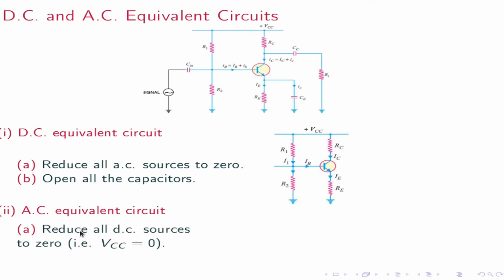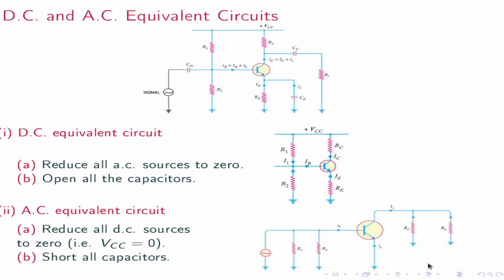Similarly, for an AC equivalent circuit, reduce all DC sources to 0, that is VCC to 0, and short all capacitors. Not remove, short all capacitors. This is the AC equivalent circuit of this amplifying circuit.